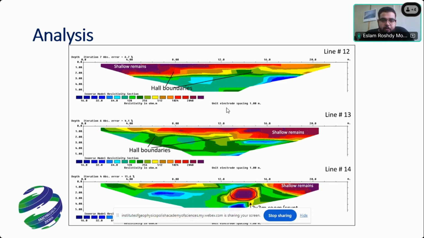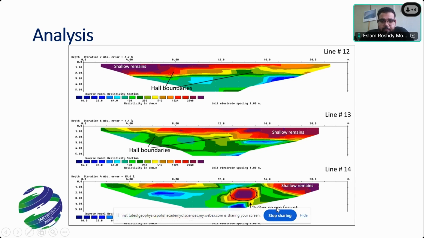The interpretation of these resistivity lines shows the targets of this case study are the high resistivity anomalies with different ranges from 3 to 12 meters and depths ranging from 5 to 16. And these very high anomalies represent something like a cave or room.